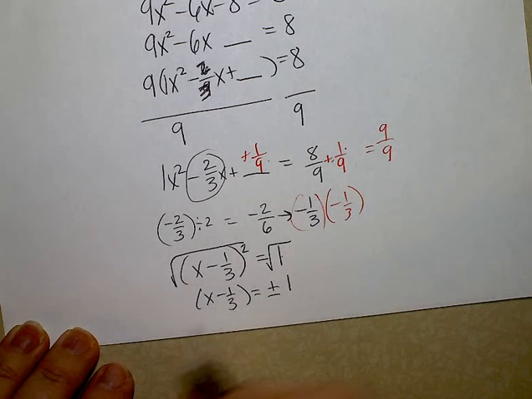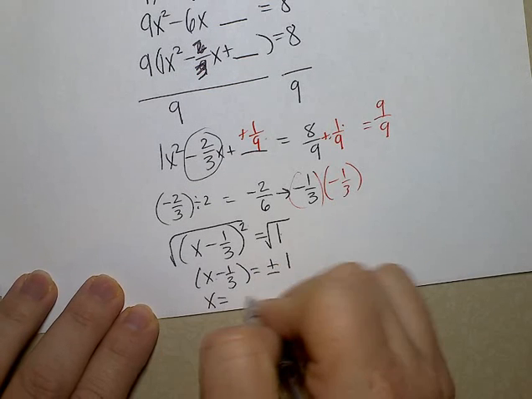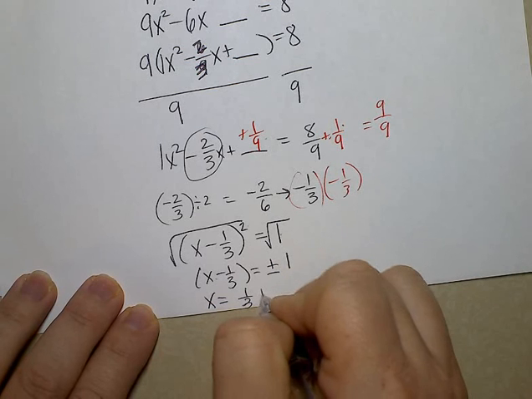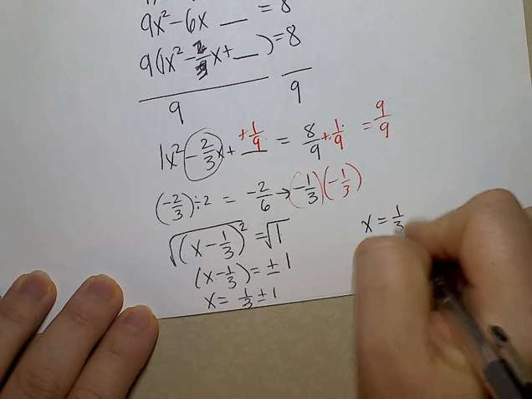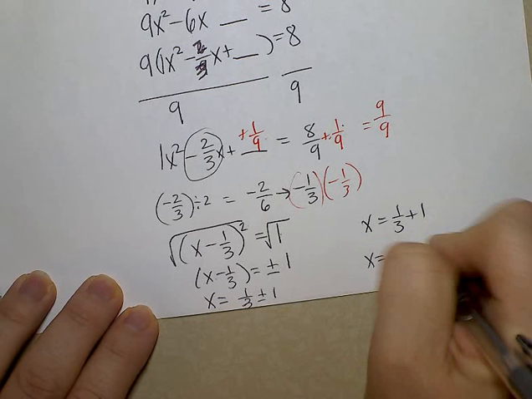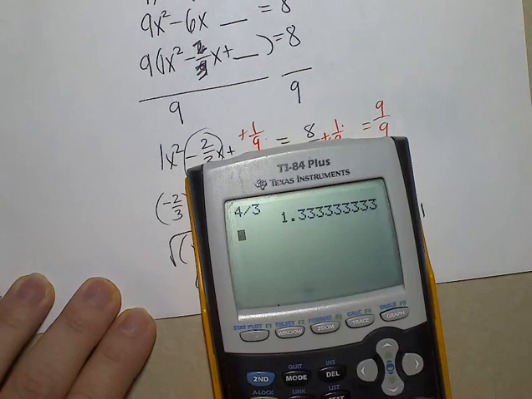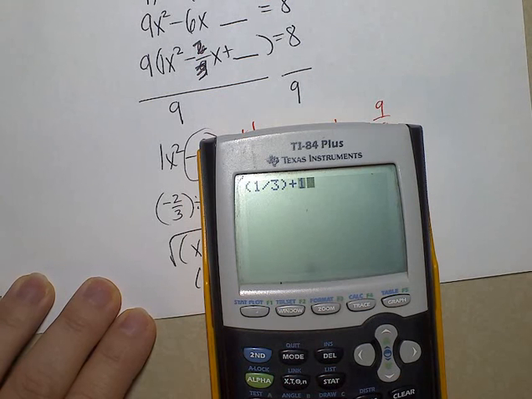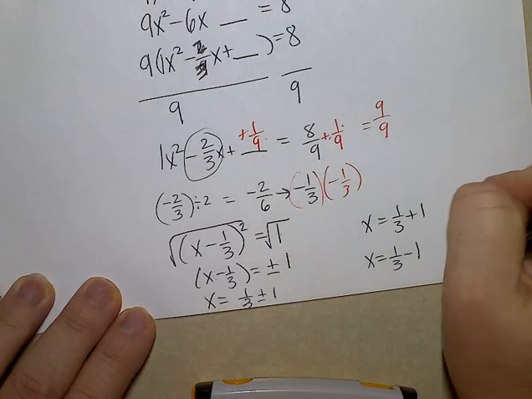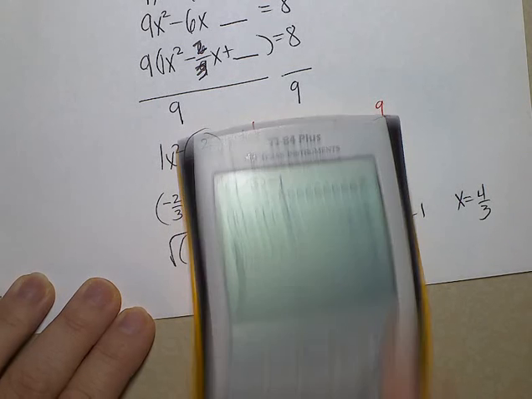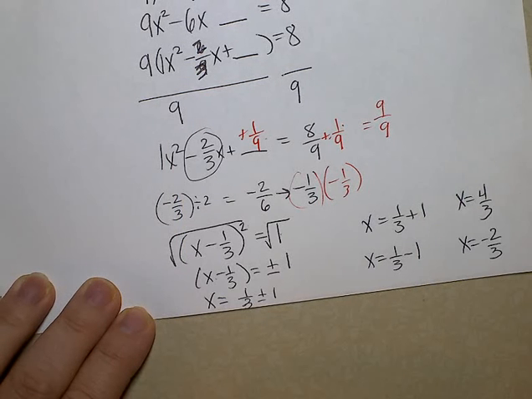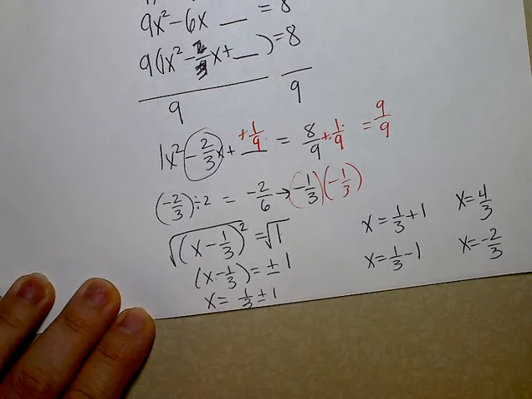Now move the negative 1/3 to the opposite side. When you do so, it goes in front of the plus or minus. One time we will add, the next time we are going to subtract. So 4/3 is one answer. Negative 2/3 is the second answer. Now let's confirm we are able to achieve the same answers as when we used factoring, which we were.